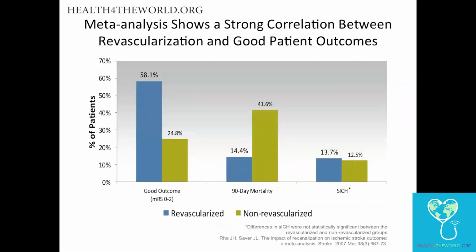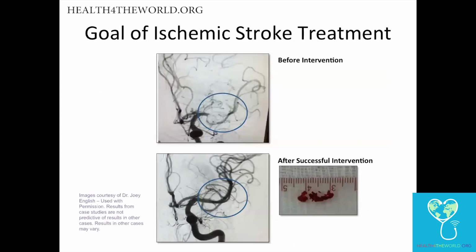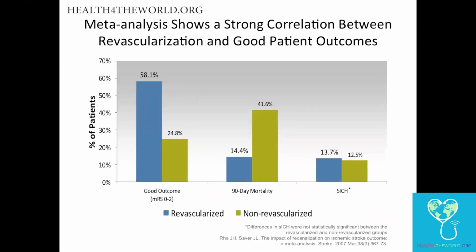First of all, we should note that there's very good data that suggests that if you can recanalize or open up an occluded vessel, a patient will tend to do better. What this slide is trying to show you is that in those patients who do get some degree of revascularization, their outcomes are better. Obviously, a modified Rankin of 0 to 2 is better than that which is above. And then this also dovetails to the 90-day mortality.